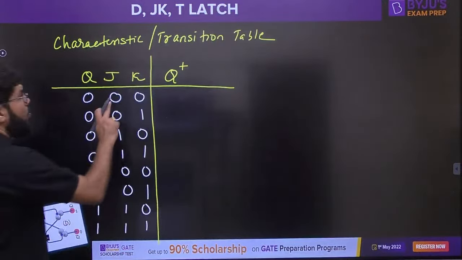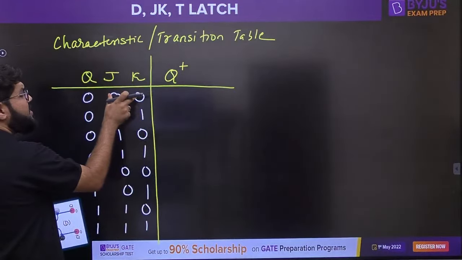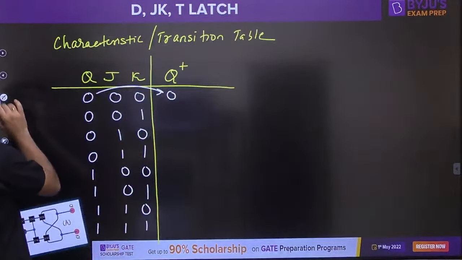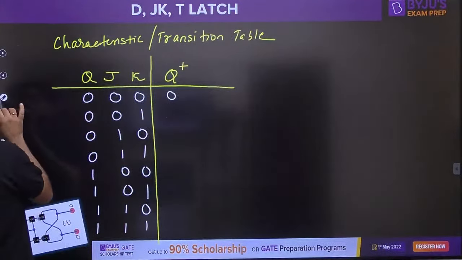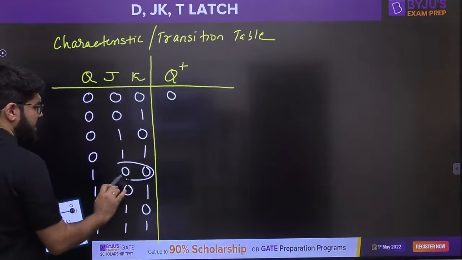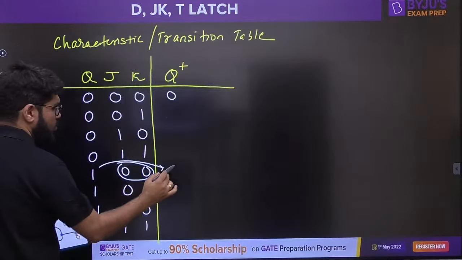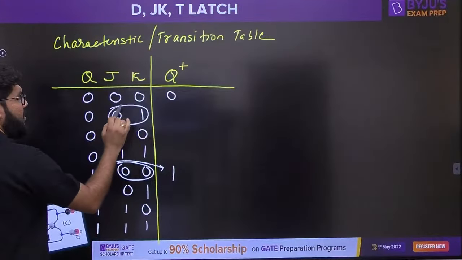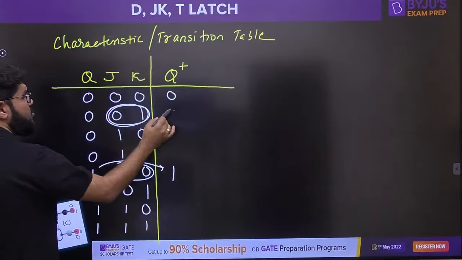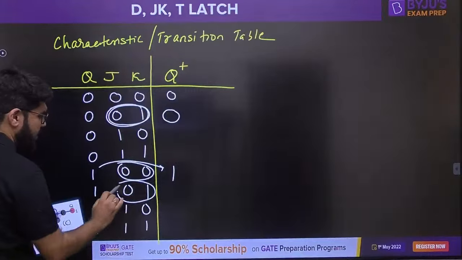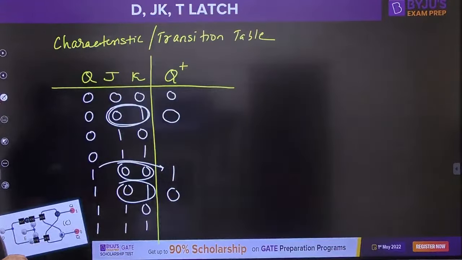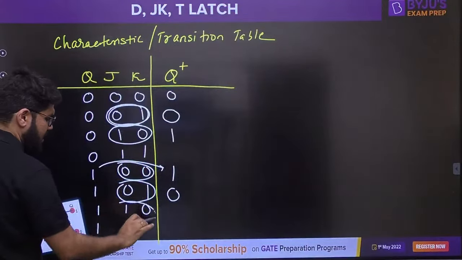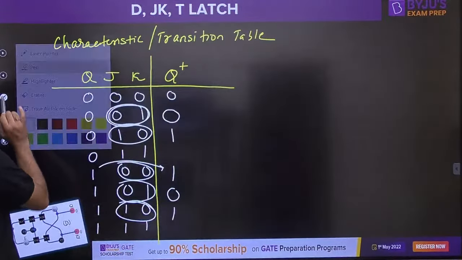Now, what is Q plus? Whenever JK is 00, the device should remain in the same state. So 0 remains 0, and once again, guys, see here also, whenever JK is 00, the device remains in the same state. 1 remains 1. Now, whenever J is 0 and K is 1, the device should be reset. That is fixed. Whenever J is 1 and K is 0, the device should be set. That is what we know.